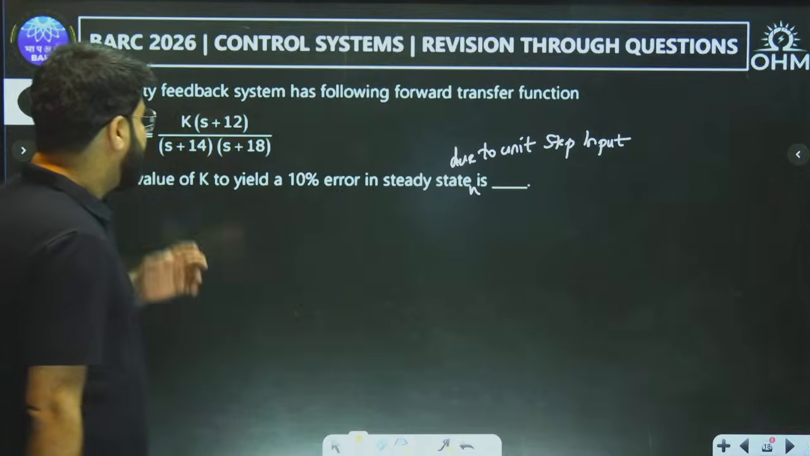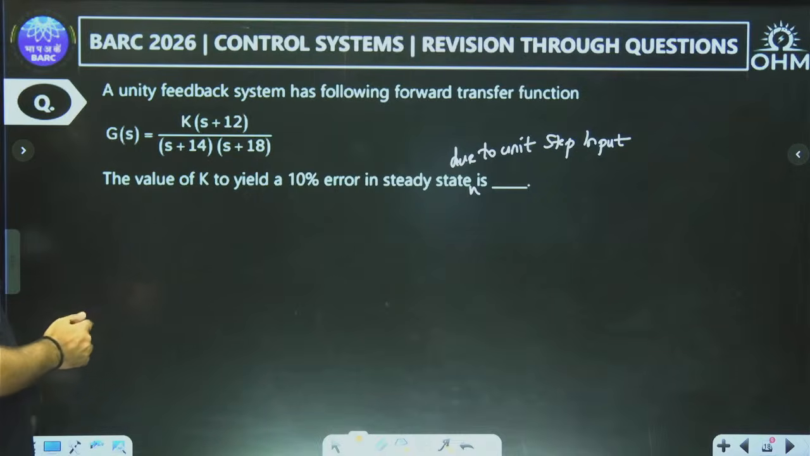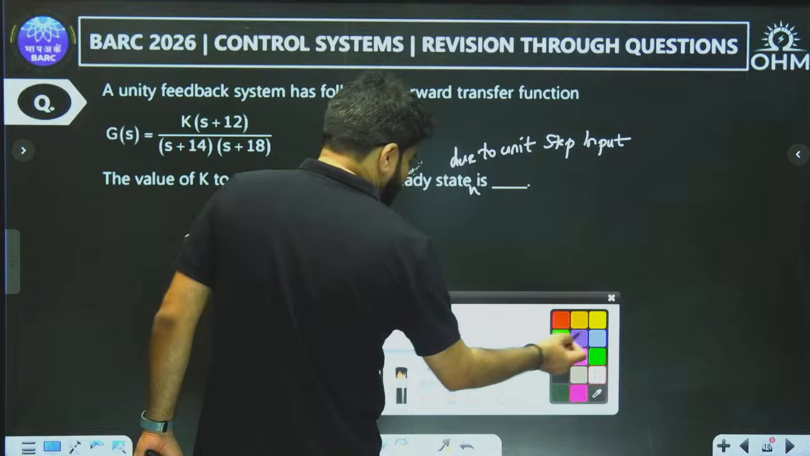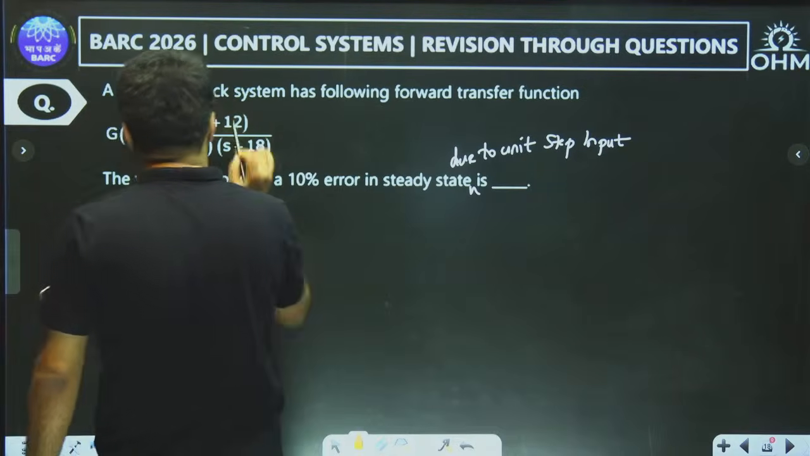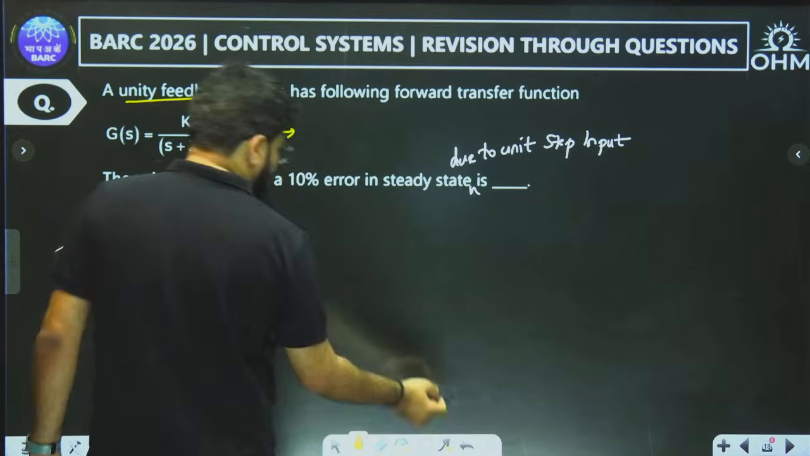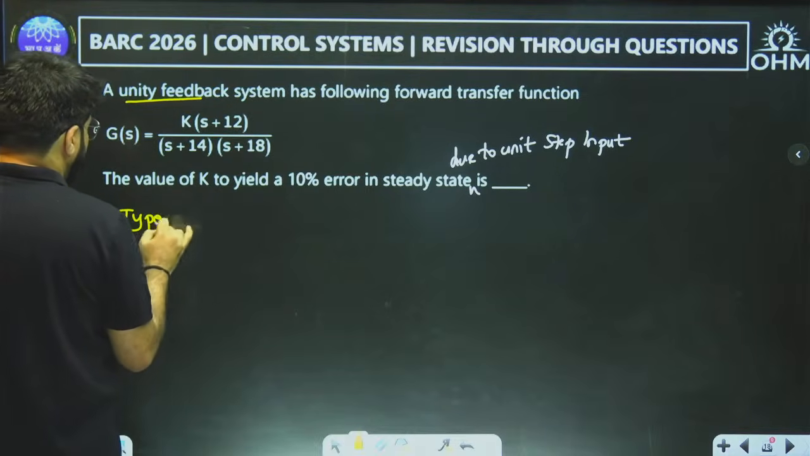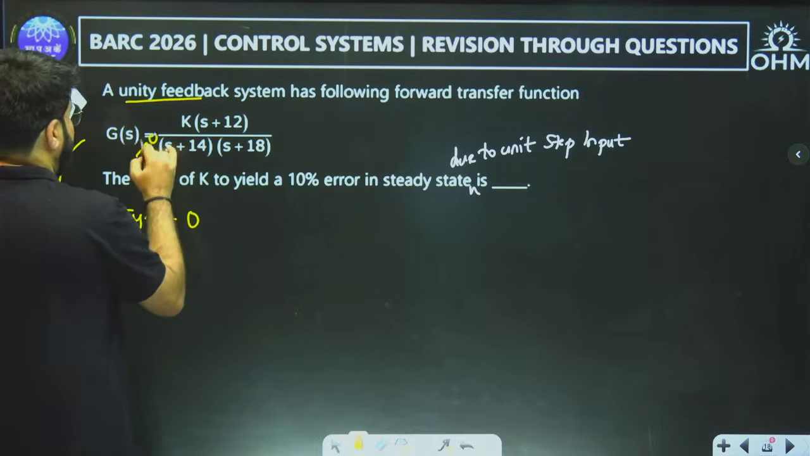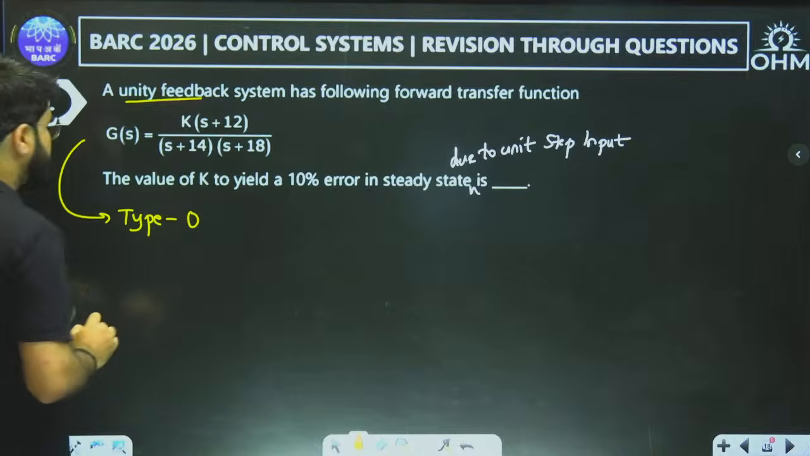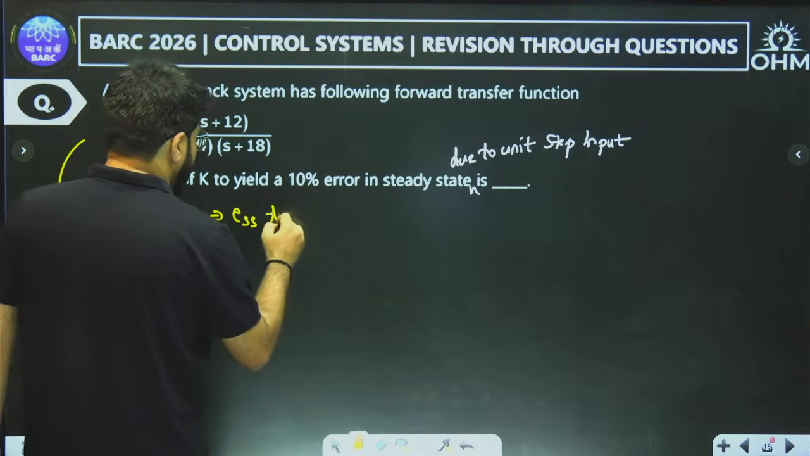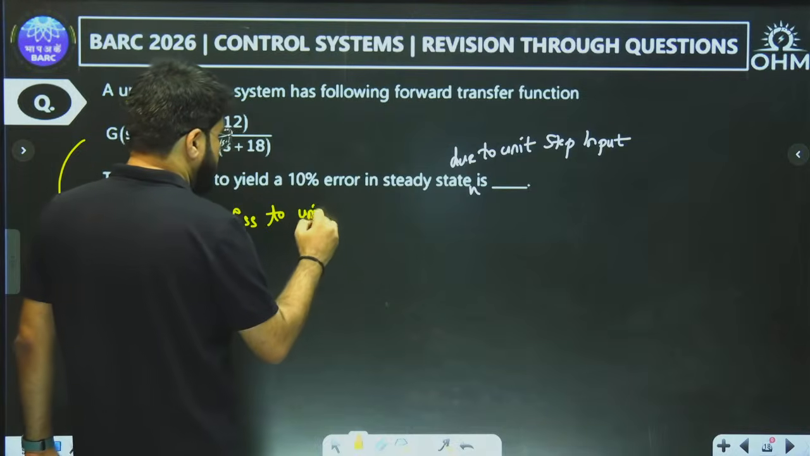Okay, yeah. The value of K to yield a 10% steady state error due to unit step input. Now see, again the system mentioned is unity feedback, and then if I look into G(s), what is the type of G(s) here? Number of poles of G(s) at origin: there is no s power n term, it is like s power 0. So it is a type 0 system. Now for a type 0 system, what is the steady state error to unit step input?